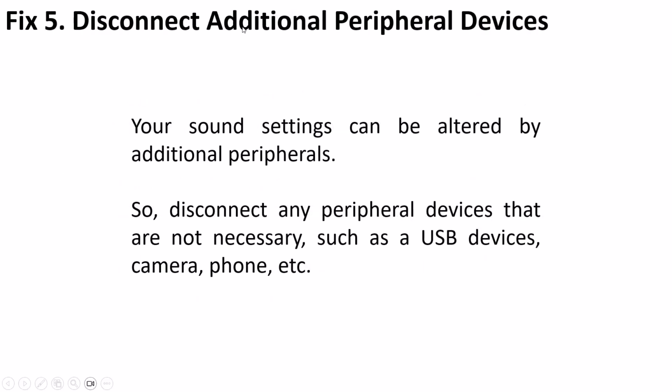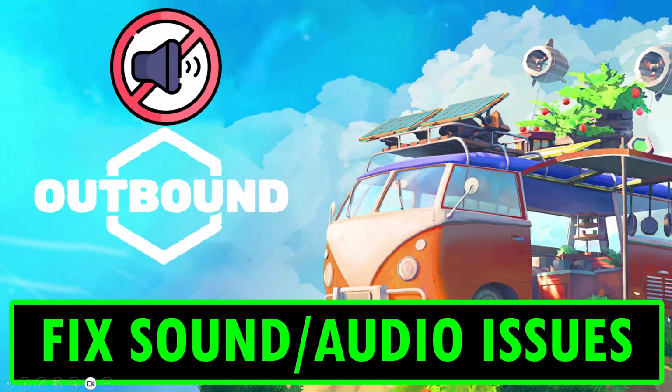Fix 5. Disconnect additional peripheral devices. Your sound settings can be altered by additional peripherals, so remove such peripheral devices that are not necessary, such as USB devices, camera, phone, etc., and then check. So by following these fixes, you can easily solve sound or audio problem in Outbound game.